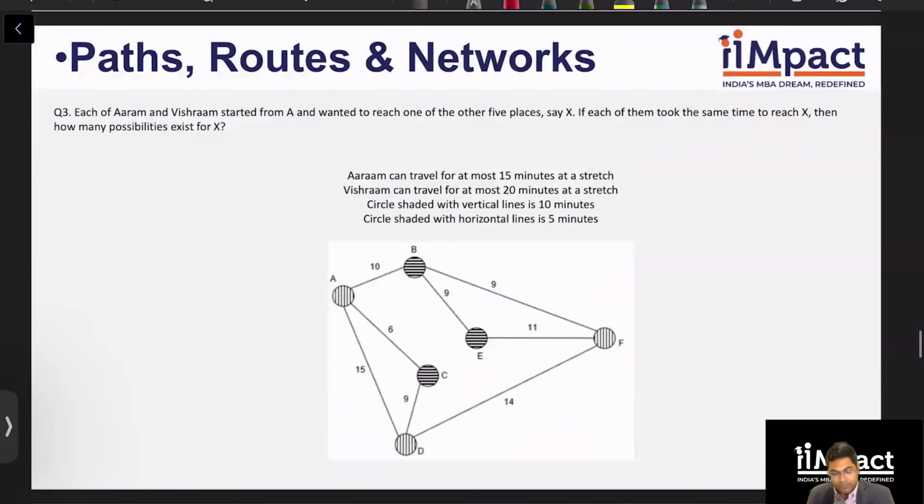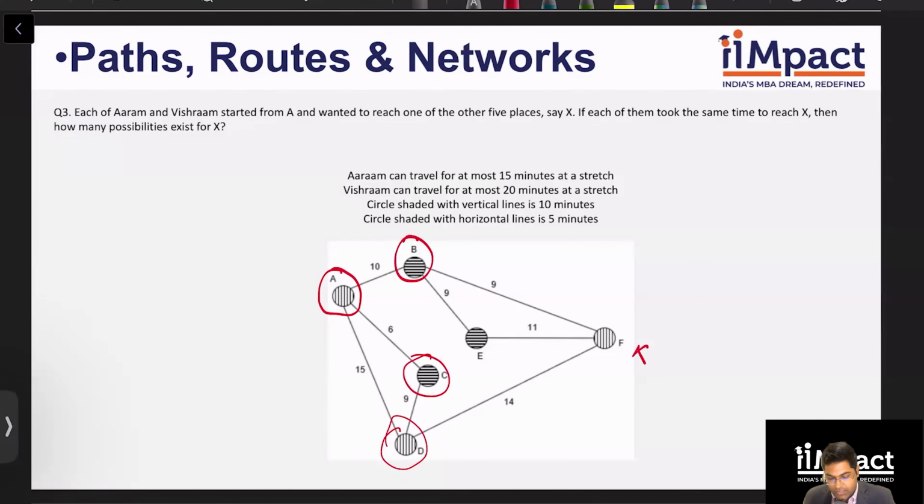Question number 3. Each of Aram and Vishram started from A and wanted to reach one of the other 5 places, say X. If each of them took the same time, guys, what does this mean? That they are only following routes which are either both less than equal to 15 or greater than 20. There is no route involved which is in the middle. Only then can they take the same time. So can I reach F? No, because it's 19 minutes, which is in the middle. Of course, for B, for C and for D, it will be the same.